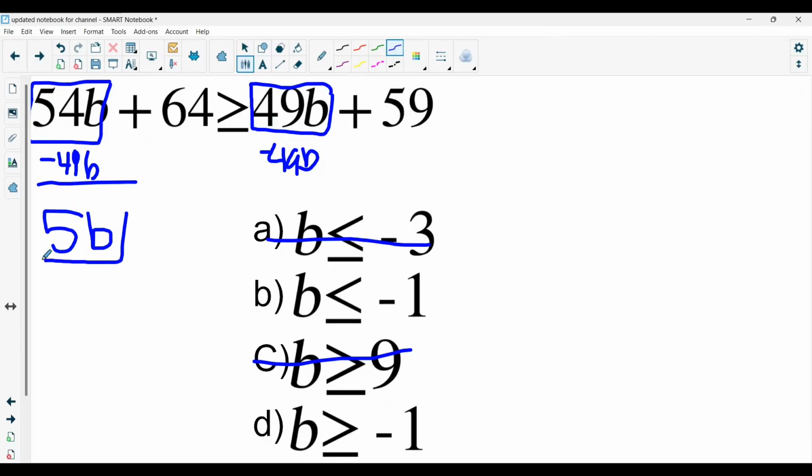So look at this. It's a positive beside my variable, so I do not flip my sign. My sign is staying the same. So let's see, do we pick B or D? The answer is D because the sign stays the same.